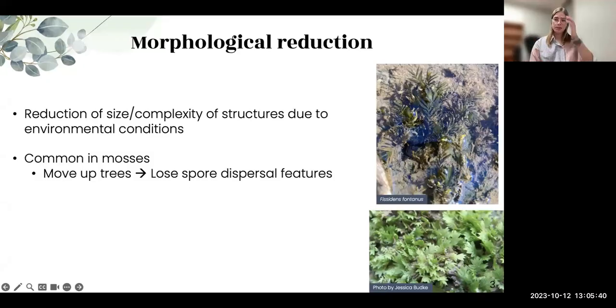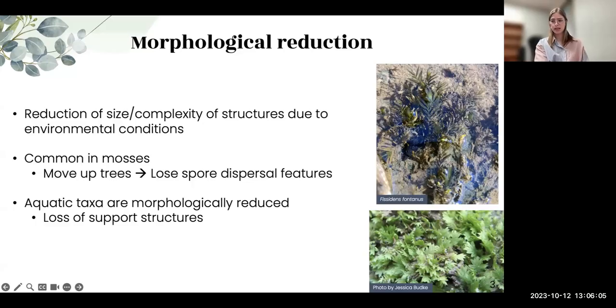One of the examples of morphological reduction outside of aquatic habitats is when mosses move up trees, they tend to lose spore dispersal features. So their seta will be a lot shorter. You can imagine they're up there in the tree. They don't need to get the height that most mosses on the ground would need to disperse their spores.